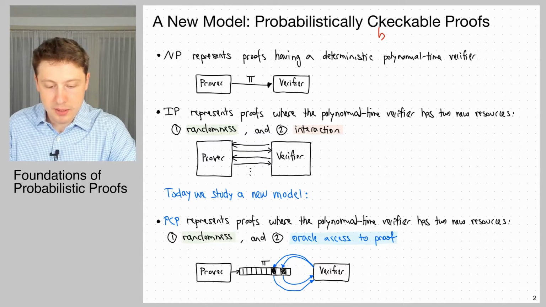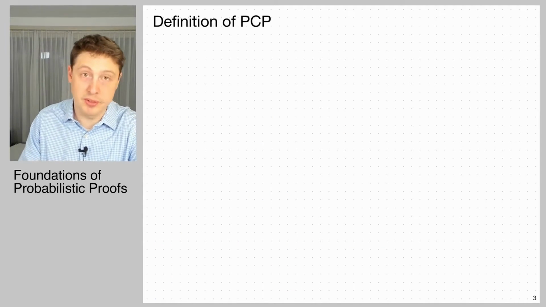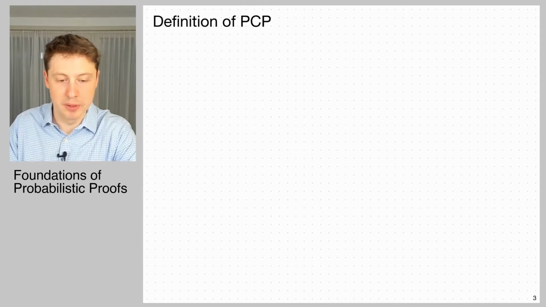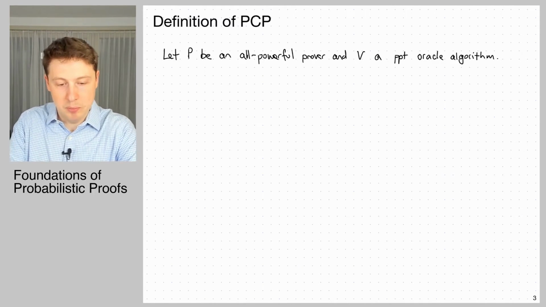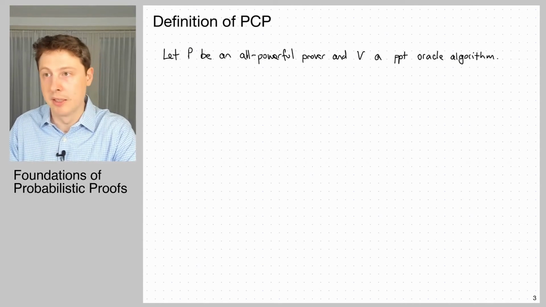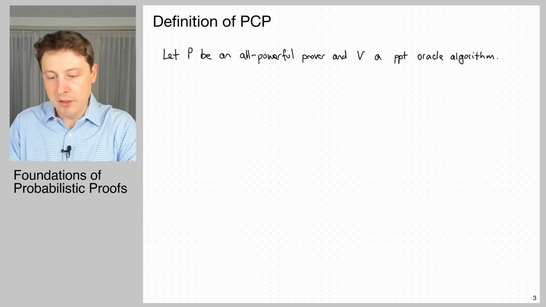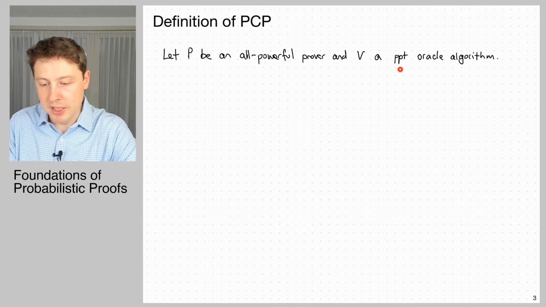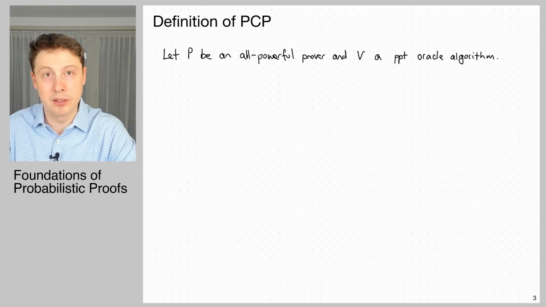So that's the picture, but let's define it a little more carefully, just once, so we're comfortable with it. As always, we have a prover and a verifier, and like usual, the prover is all-powerful for now. We'll at some point consider efficient provers, but for now it's all-powerful. The verifier is just a probabilistic polynomial time algorithm that has access to an oracle. So you can think about it as an oracle algorithm.